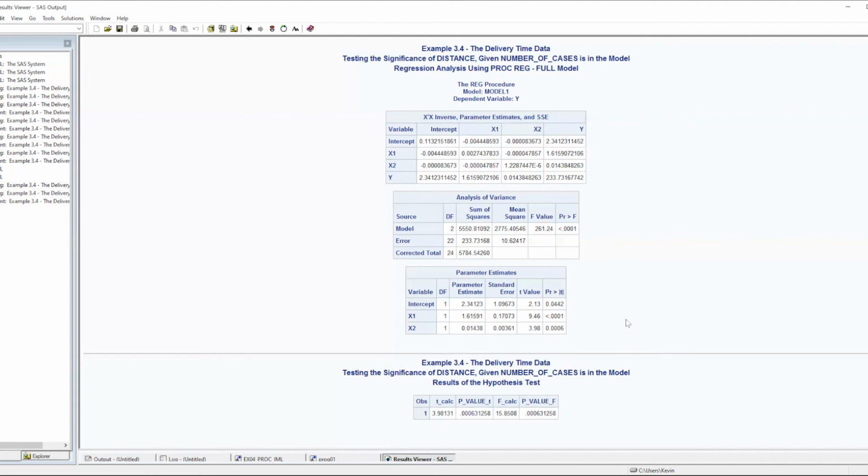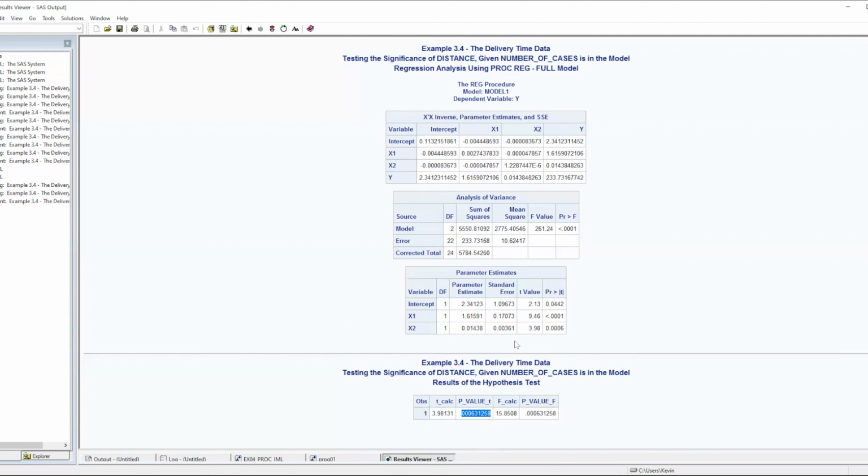But let me just point something out here. Notice that the value for t-calc, if we round that to 2 decimal places, 3.98, is the exact same value as the t-value we have in the parameter estimates table for x2 in the output from proc reg. The p-value rounded to 4 decimal places is 0.0006. And if we round our p-value to 4 decimal places, we get the same value.